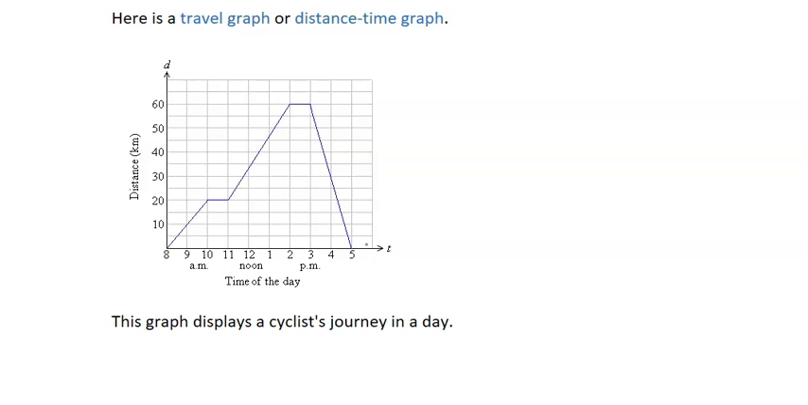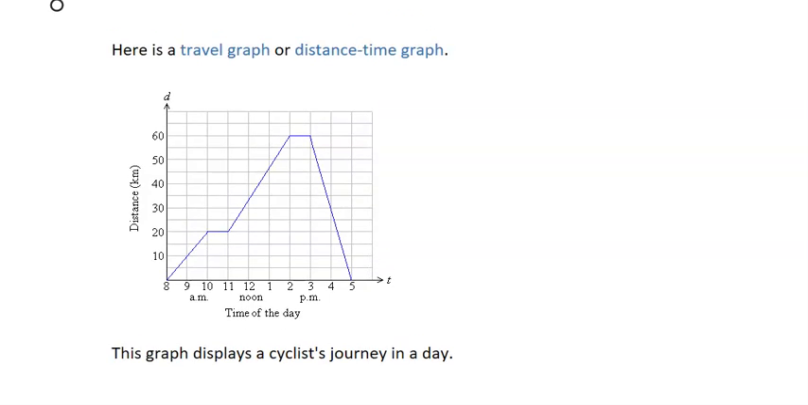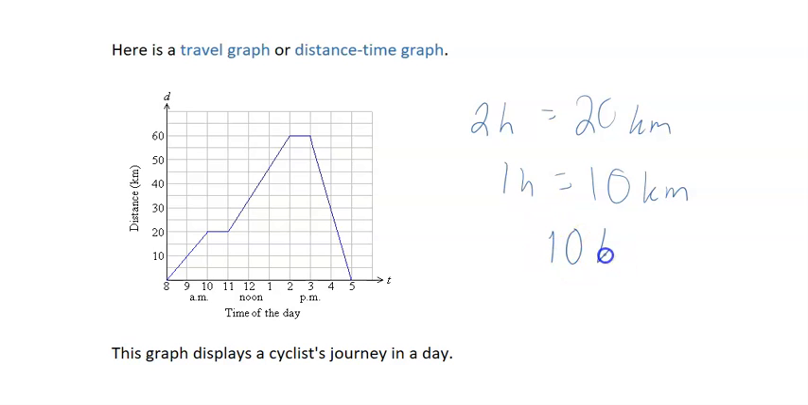So, for example, how fast was the cyclist going between 8 and 10 a.m.? If you have a look, you can see that constant speed from 8 to 10 over those 2 hours equals a distance of 20 kilometers. If over 2 hours he was going 20 kilometers, then in 1 hour, divide everything by 2, it must have been 10 kilometers. And you know that speed is kilometers per hour. So in 1 hour, 10 kilometers, therefore it's 10 kilometers per hour. And that's how you could then go and find any one of those speeds.